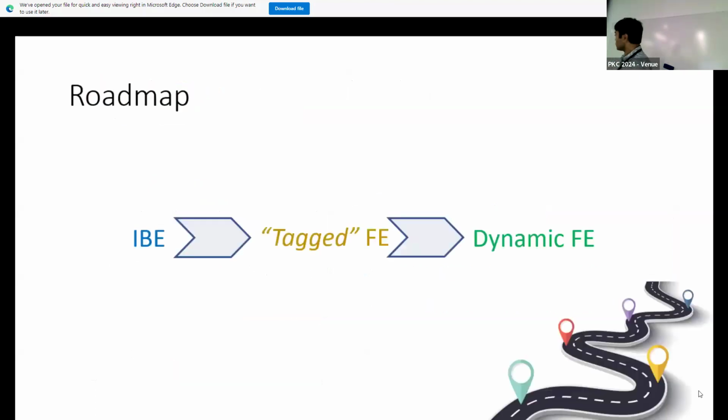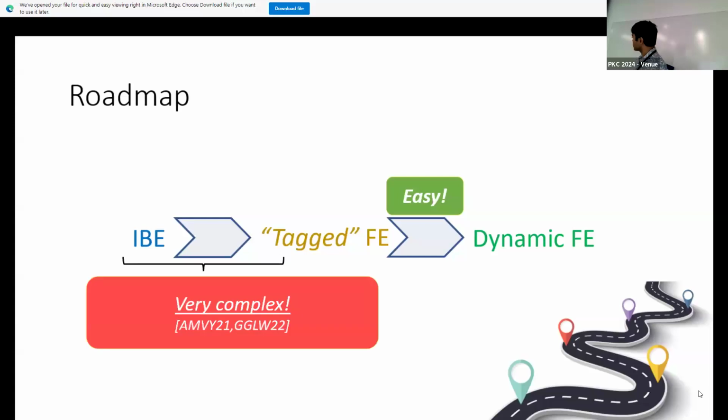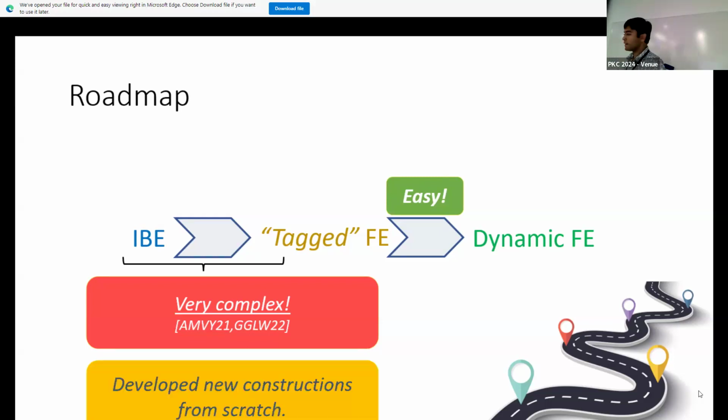But the point is, what we know now is that if we can build this tagged function encryption, where we can embed tags in the ciphertext and secret keys, then that is enough to build dynamic model collusion function encryption. Then the goal is: can we build this simply as a generic compiler? As we know, this part is easy. And the prior work said that this part is very, very complicated. They came up with really new designs of tagged function encryption, starting from scratch.